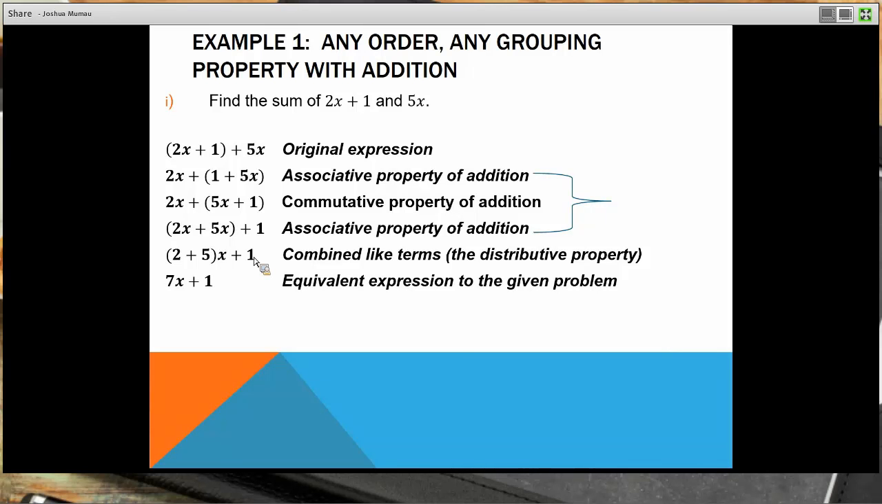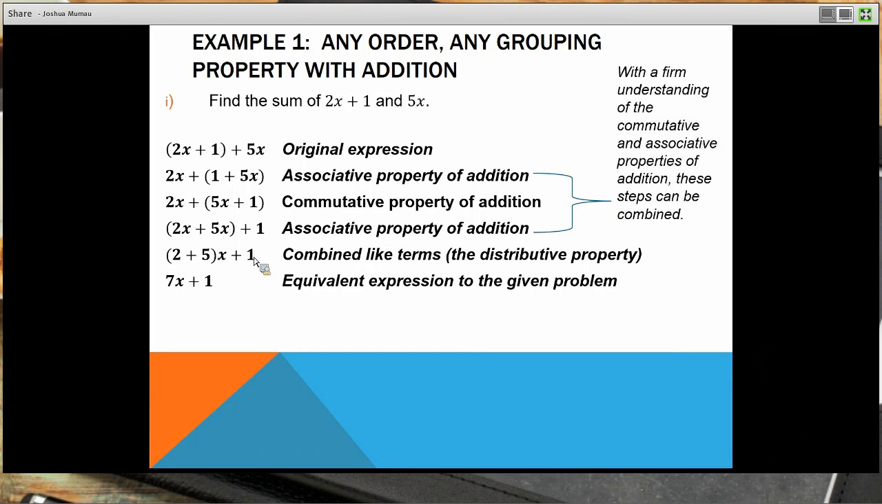There's lots of properties that are happening here. But over time, do we have to list every single property in every single step that we're doing? No. For now we are, to gain a better understanding of how we're doing this process. But once you are conquering this with a firm understanding, these steps can be combined into one.